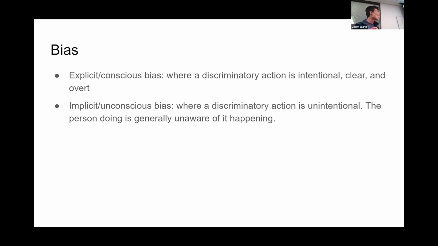Discrimination can happen in two different ways in terms of bias: both explicit bias and implicit bias. Explicit bias is conscious bias, where a discriminatory action is very intentional, clear, and overt. It's like that was the purpose. Whereas implicit bias, or unconscious bias, is when a discriminatory action is unintentional and the person doing it is generally unaware that it's happening. And both of these are happening right now, especially with all the new tools that are developed in the tech world.